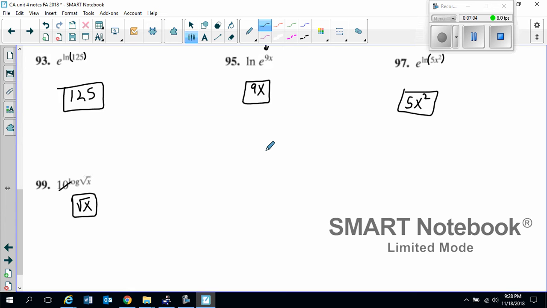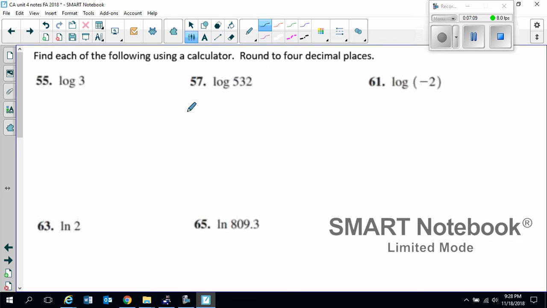Okay, so I only have one slide to go for this section. So here we go. Alright, so right here it says find each of the following using a calculator. Round to 4 decimal places. Okay, so I do have my calculator, and you should be able to do this in your cell phone calculator also. If you have the iPhone, just turn it sideways, and you should be able to do a log on there. Also, scientific calculators have all this stuff. You don't have to have a graphing calculator to do these, okay?